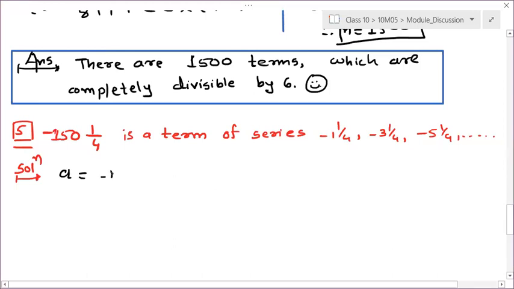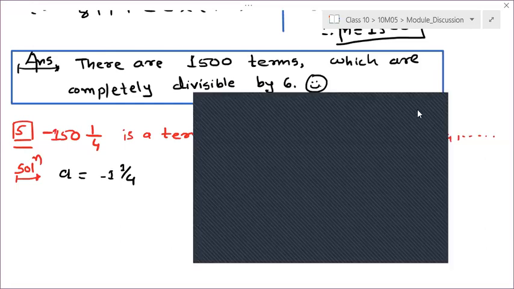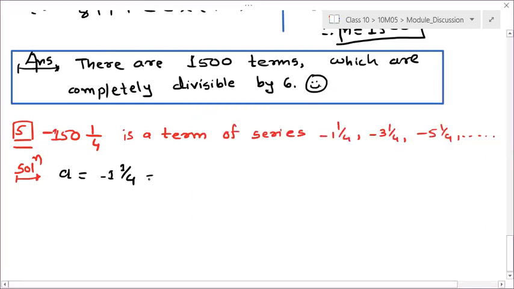Minus 1 integer 1 by 4, or not? Right, even I can simplify here. So minus 4 into minus 1, that is minus 4, minus 4 plus 1.